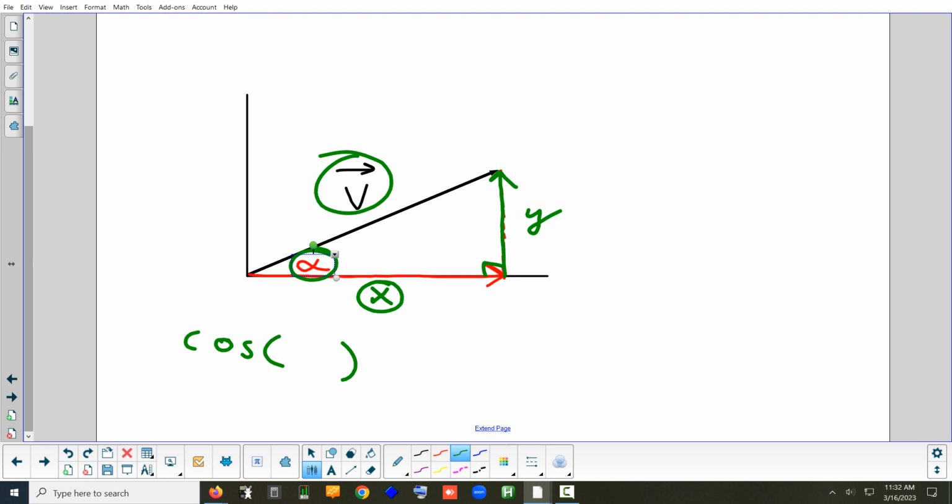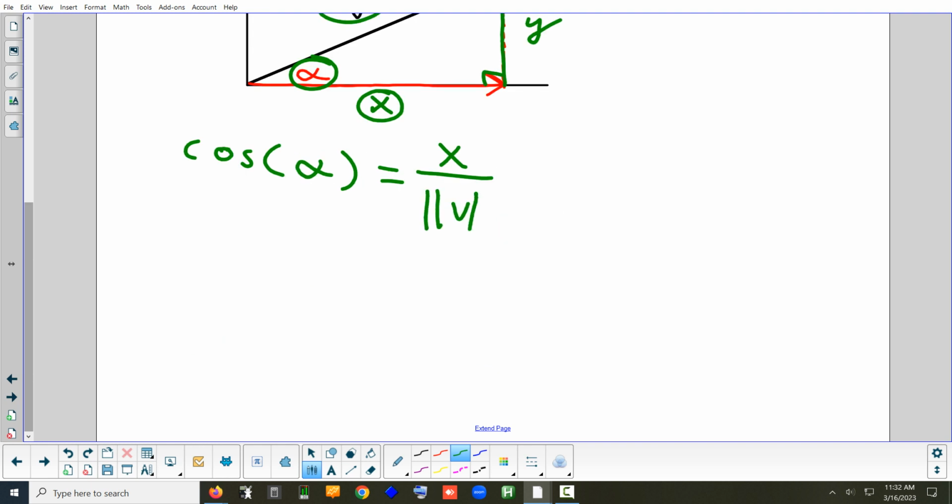Anyone know how we would use cosine? Cosine alpha equals x over the vector. Now, what about the vector? Because we don't want to put the vector in the bottom. We want the magnitude of the vector, because this side is always about lengths. I just let x represent the length of this side. So we want cosine alpha equals x over the magnitude. That's the length of the hypotenuse, if you want to think of it that way. Now, how would you get x by itself?